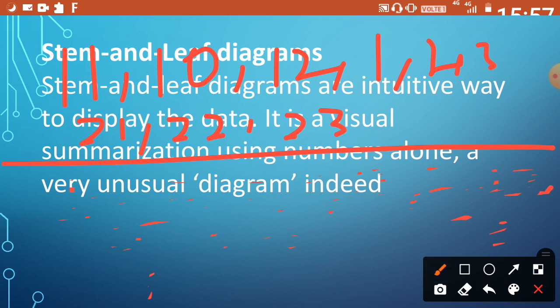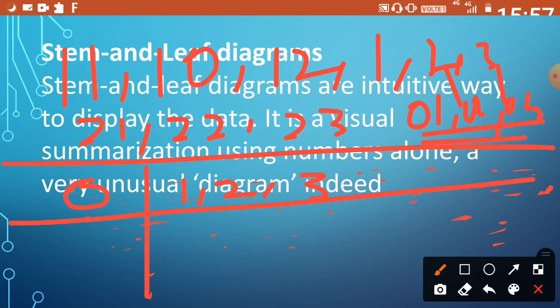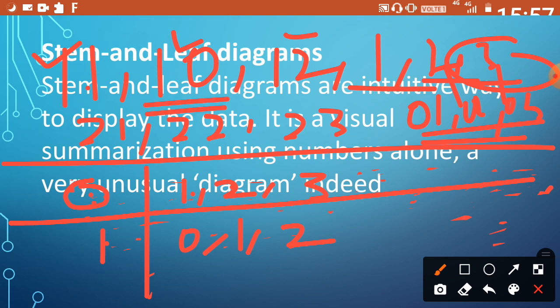Okay, listen. Here 1, 2, 3 means what? It can be written as 01, 02, 03. Fine. So I have to consider the first digit, which is 0. Then arrange the leaves as 1, 2, 3. Then consider 10, 11, 12. These start from 1, so write 1 here, then 0, 1, 2. That gives 01, 02, 03, then 10, 11, 12.